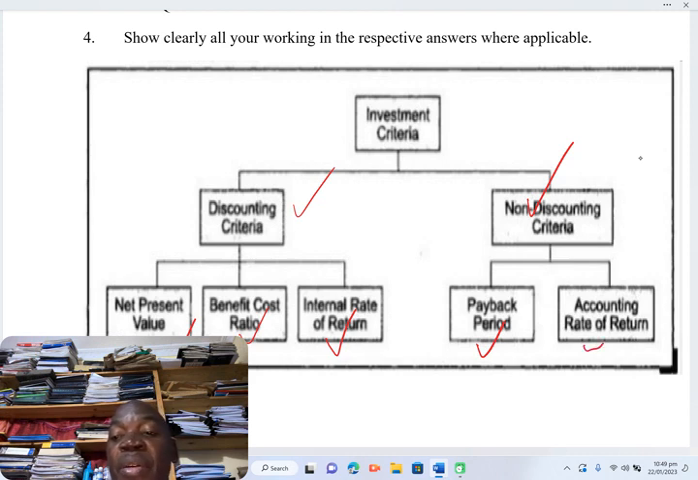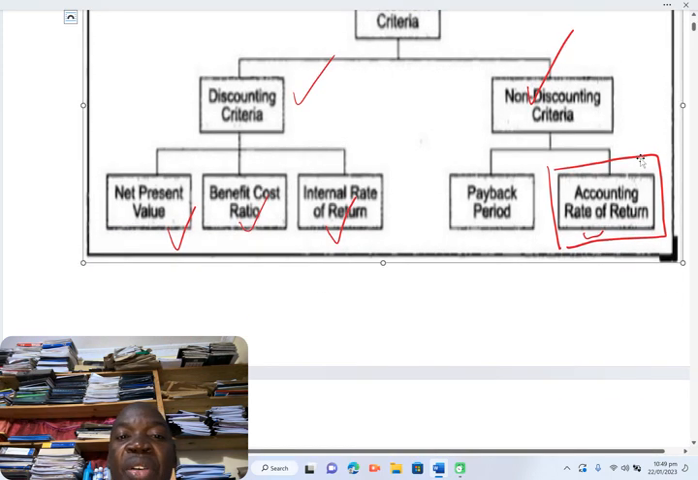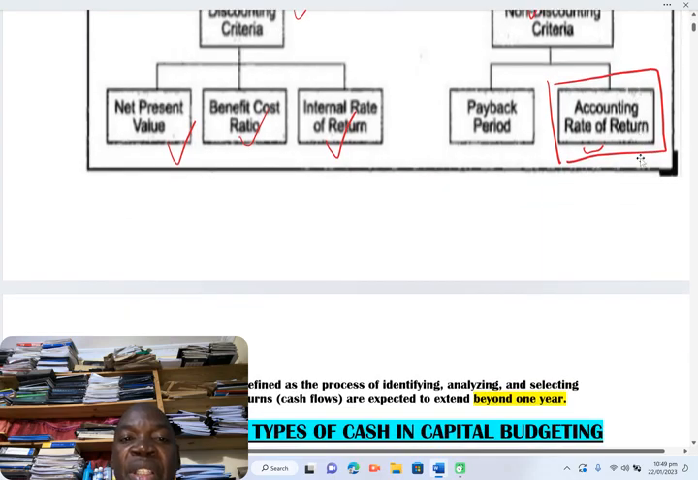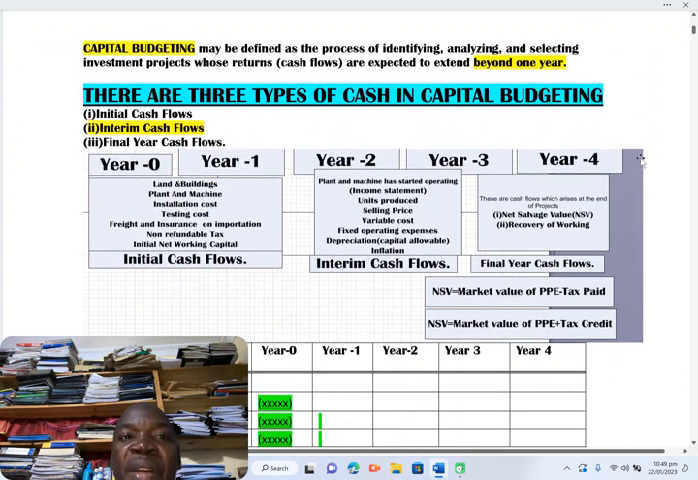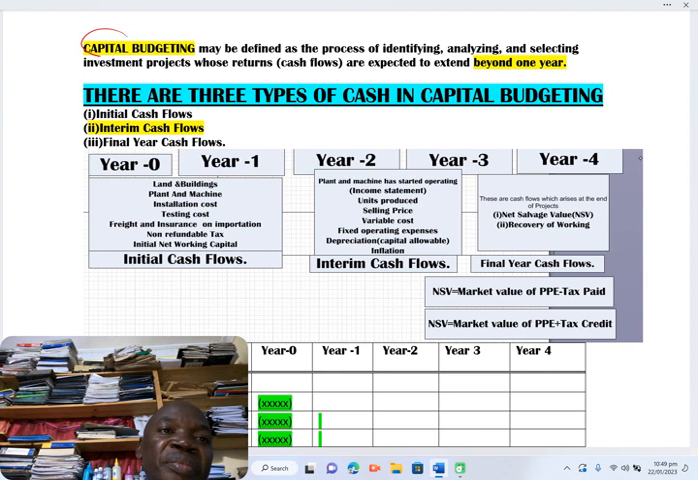In the previous video, we discussed the accounting rate of return. If you want to see that content, please refer to my previous video, as it contains all the details. Now in this video, we're going to concentrate on net present value, internal rate of return, and the profitability index. I will start with capital budgeting itself.